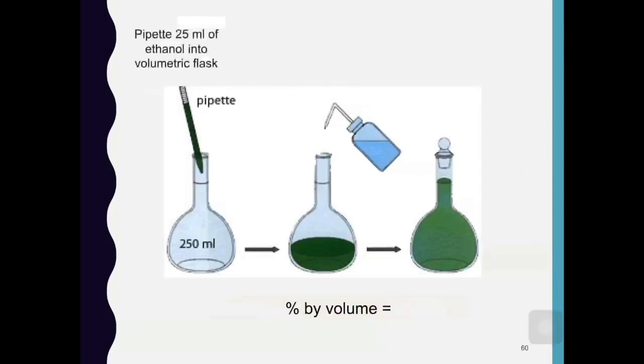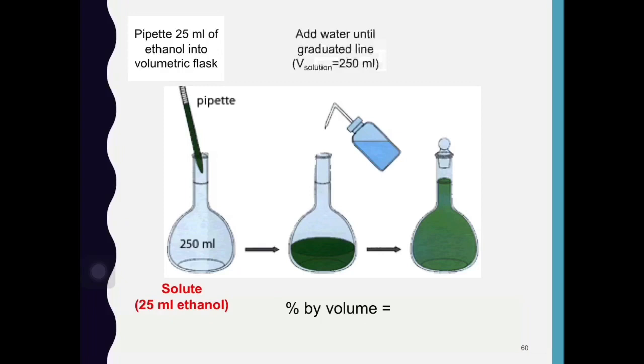This is a situation in lab where we can find the percentage by volume. First, pipette 25 ml of ethanol into a volumetric flask. We can see that the size of this volumetric flask is 250 ml. Then add water until the graduated line. So this is the graduated line. When water reaches the graduated line, it means that the volume of the solution inside the flask is now 250 ml. So water is the solvent in this situation, and the total volume now is 250 ml.